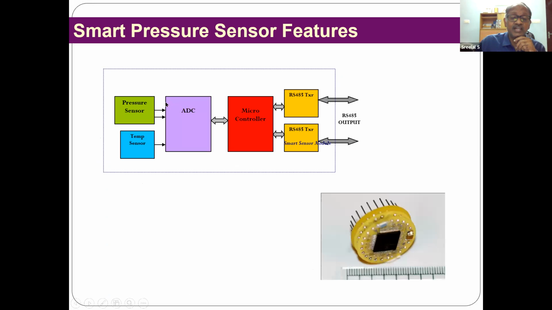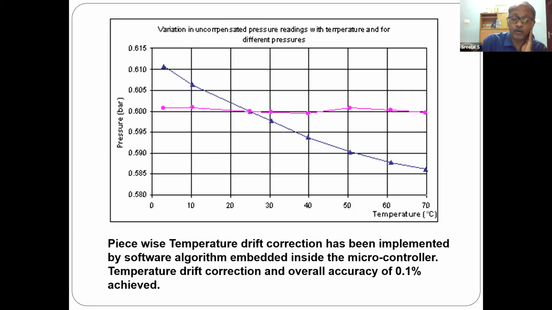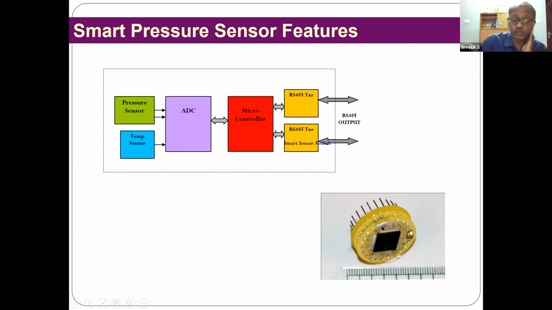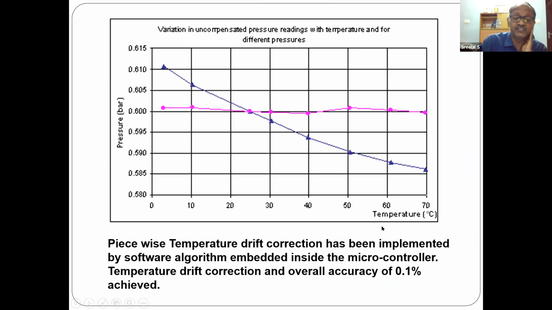Now, this is basically the block diagram of that. It has got a pressure sensor and a temperature sensor, which is used for temperature compensation. It has got an analog to digital converter. It has got a built-in microcontroller, and it has got RS485 transceivers, which will pump the data out through a serial port. So this figure basically shows the stacking diagram of that sensor.